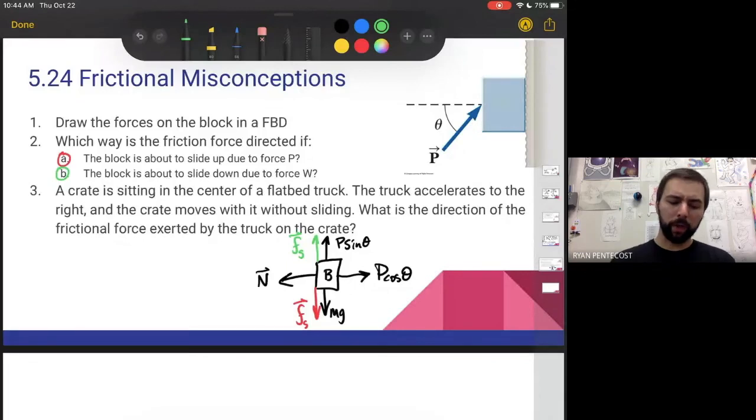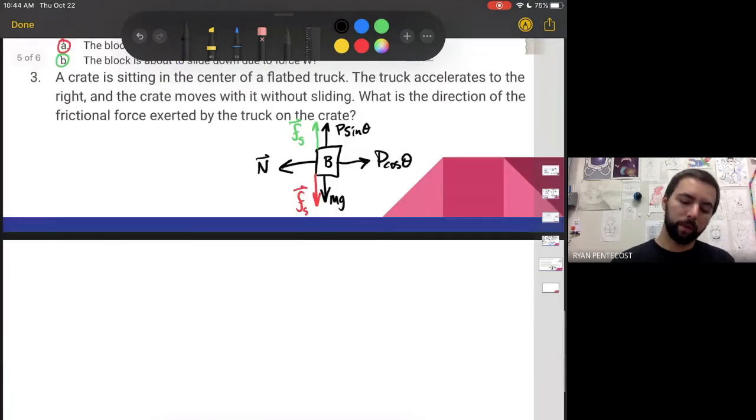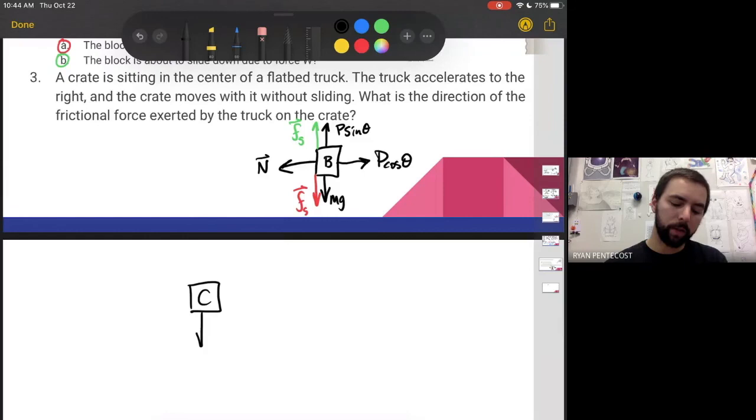Now, number 3, a crate is sitting in the center of a flatbed truck. The truck accelerates to the right, and the crate moves with it without sliding. What is the direction of the frictional force exerted by the truck on the crate? Now, let's do this down below. So we have a truck with a crate. We'll call that C. Okay. It's got its own mg. It's got normal force. And the truck is going to the right.